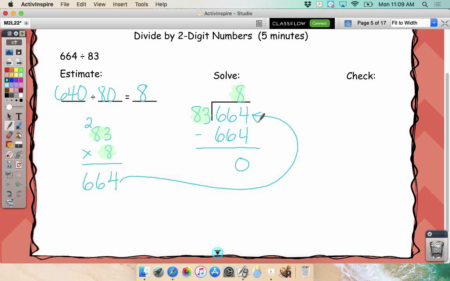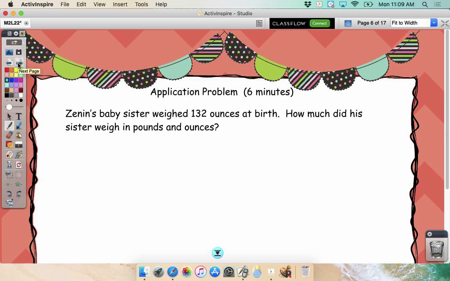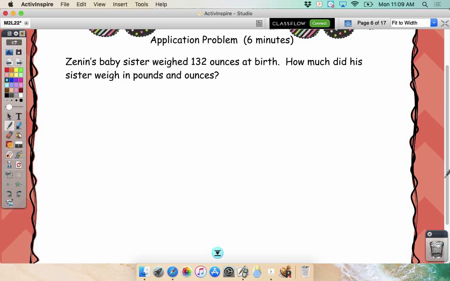Now try not to make a bunch of noise, because remember I'm recording. Okay? So now we're going to do a word problem using division like this a little bit. This word problem is actually pretty good. It says, Zenon's baby sister weighed 132 ounces at birth. How much did his sister weigh in pounds and ounces?